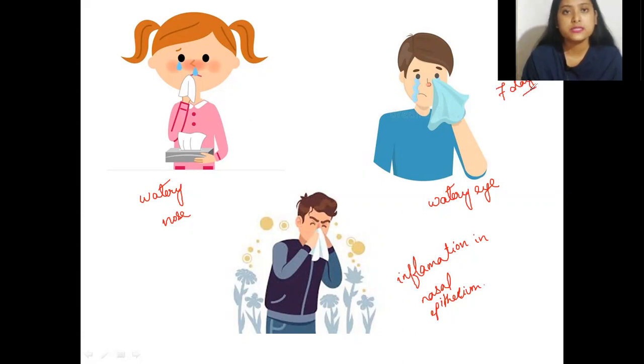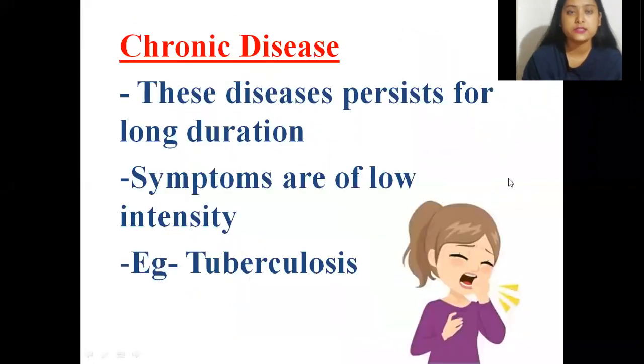So acute diseases are those which persist for only short duration. Now coming to the next slide, that is chronic diseases. Chronic diseases are those which persist for long duration, and the symptoms are of low intensity. Low intensity as in it will not be very intense. You will not suffer that much as in case of acute disease. The symptoms will be of low intensity, and the disease persists for a long time.